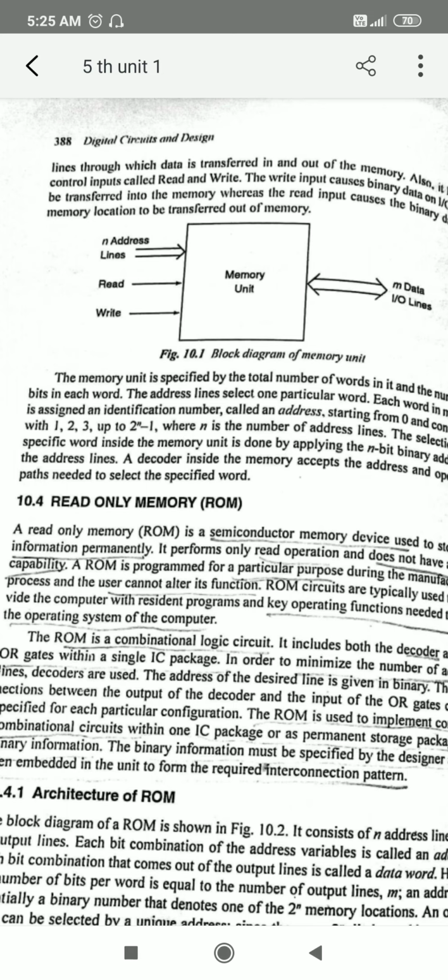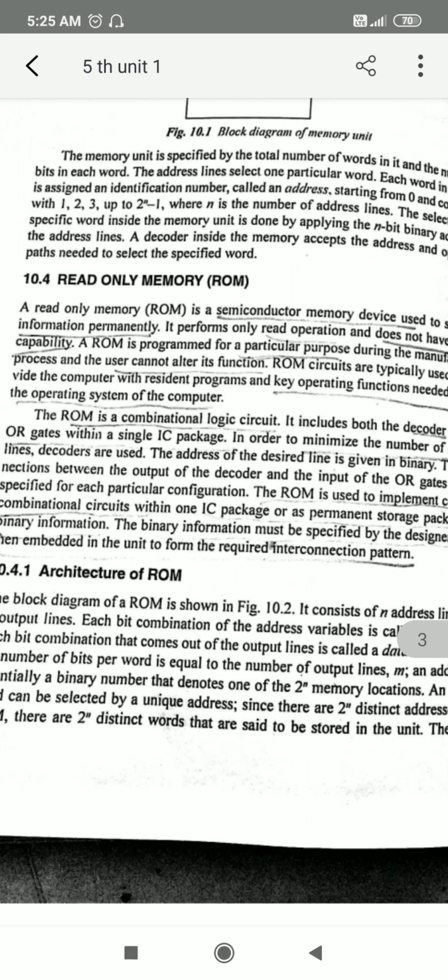The read only memories are available in both bipolar and metal oxide semiconductor technology. Types of read only memory are programmable read-only memory, erasable programmable read-only memory, and EEPROM, that is the electrically erasable programmable read-only memory. Okay, let's now discuss their read-only memory organization.